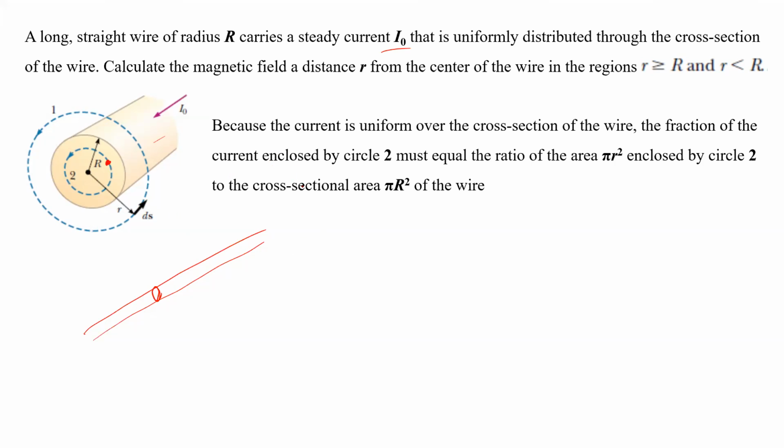By symmetry, mu 0 I by 4 pi r square. Now we have B dot ds, which is B times the whole integration of ds. The integration of this ds will be equal to 2 pi r simply. So that will be equal to B into 2 pi r.